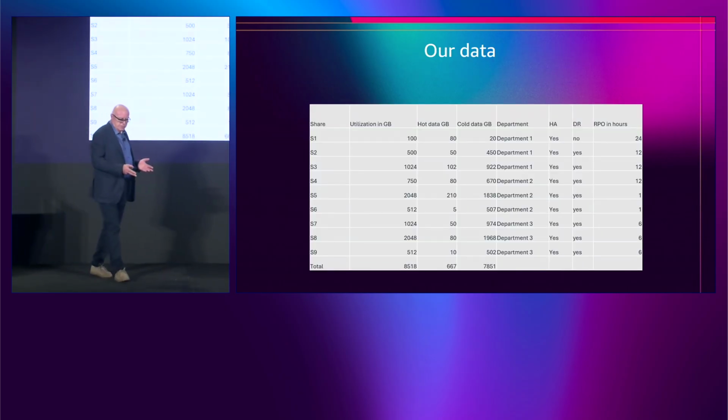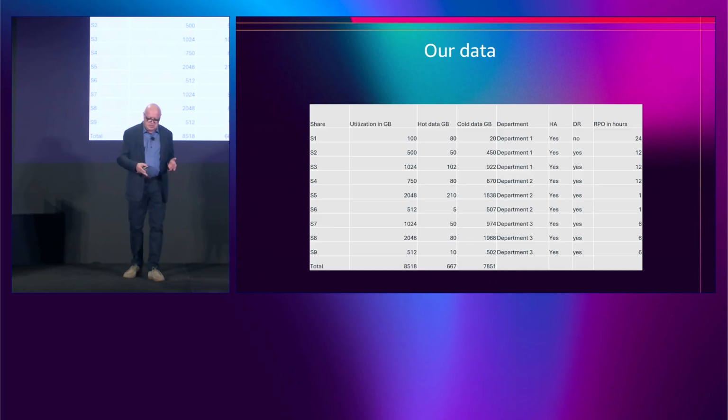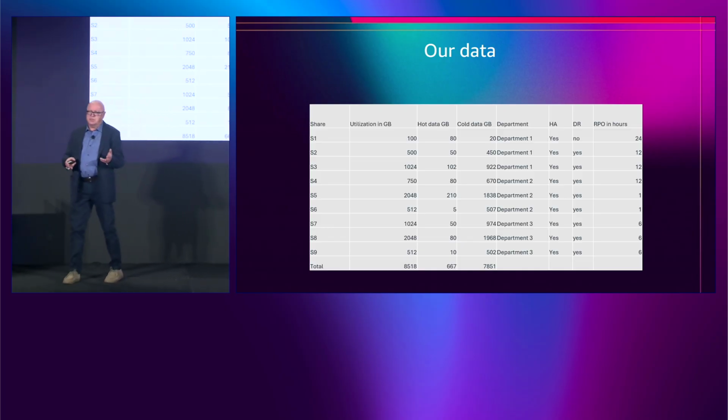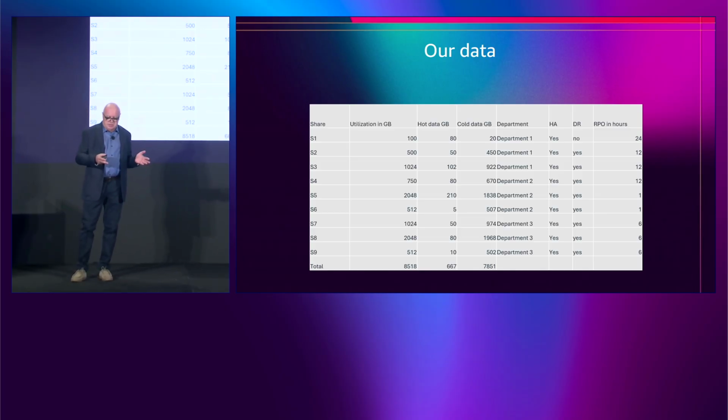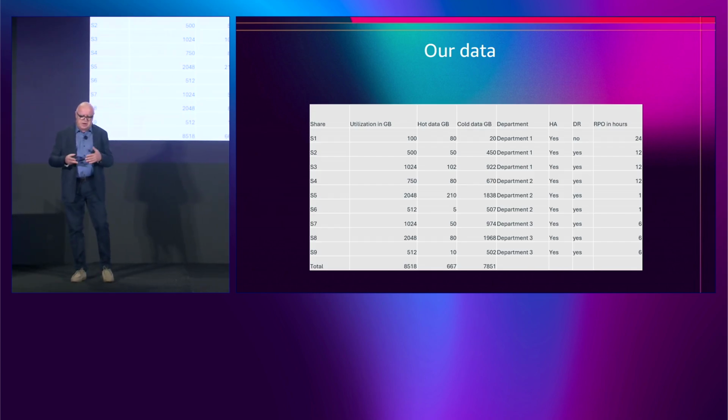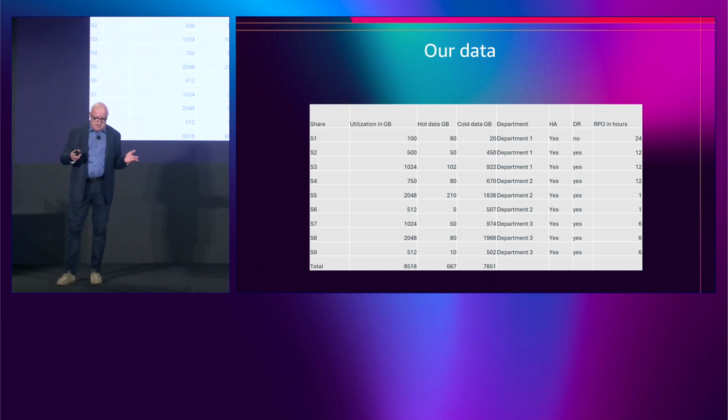So we have 9 shares, and those shares belong to 3 departments: Department 1, Department 3, and Department 2. We need HA for each share, but we don't need DR for each share. For example, S1 is our ISO images, and we don't need them to be replicated. And from the RPO in hours, we see different requirements for each department and each share, from 24 hours to 1 hour.